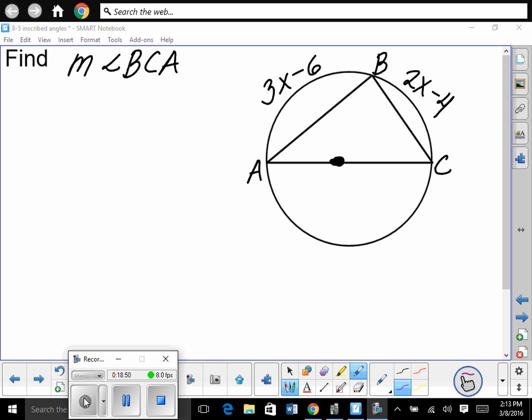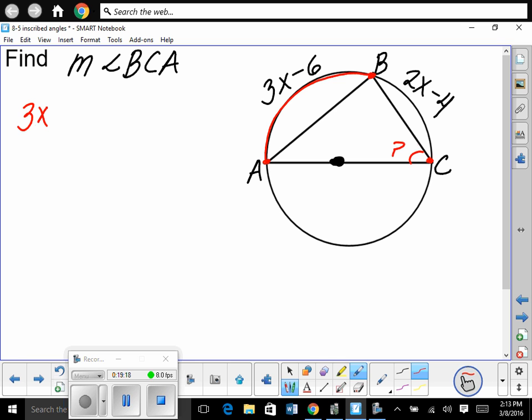It says, find the measure of angle BCA. It reads in the order BCA, so you start at B, C, A. That's angle C. Does everybody understand that? To find that, first of all, that's an inscribed angle. Don't we need its intercepted arc? Yes. But we have no idea what the arc is because it is 3x minus 6. To find that arc, we need to solve for x first, right? So let's set up a true statement and solve for x, then we'll finish this problem.